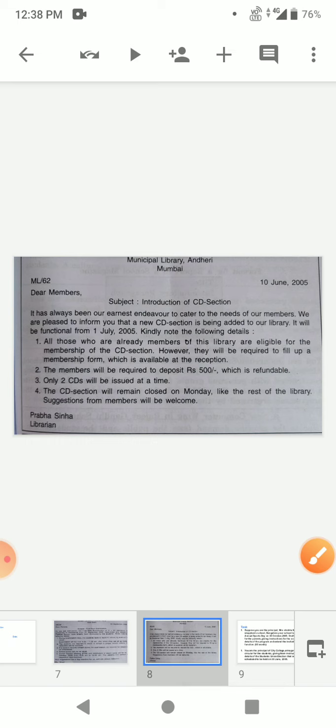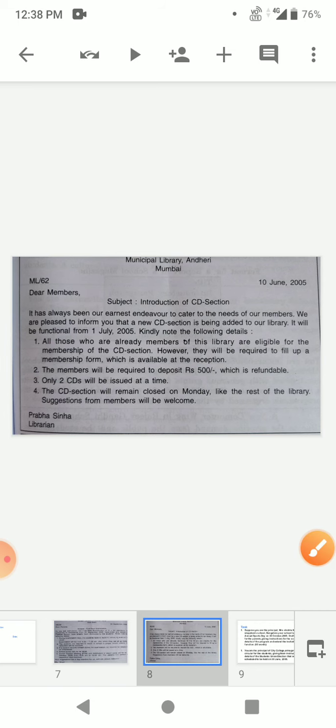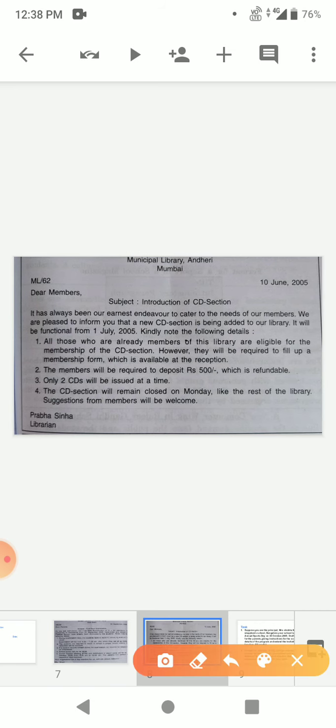Then one more sample is there. Municipal Library, Andheri, Mumbai. Name of the organization, as I already told you, it will be at the top. Date here, number, and salutation, and this is subject. So dear members, subject is introduction of CD section.